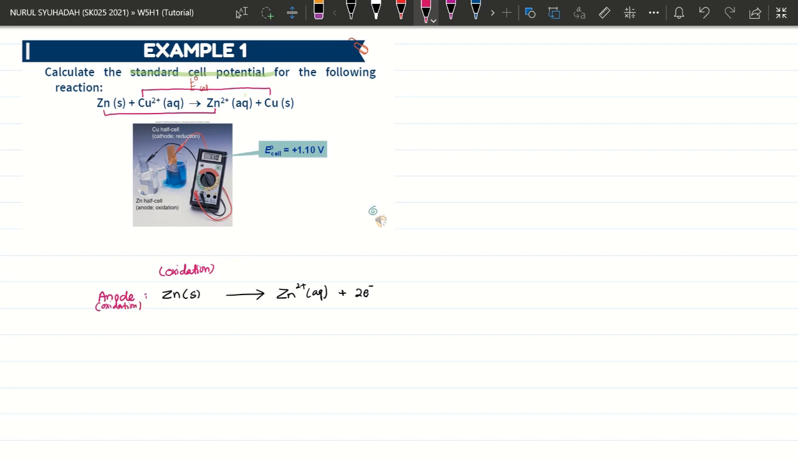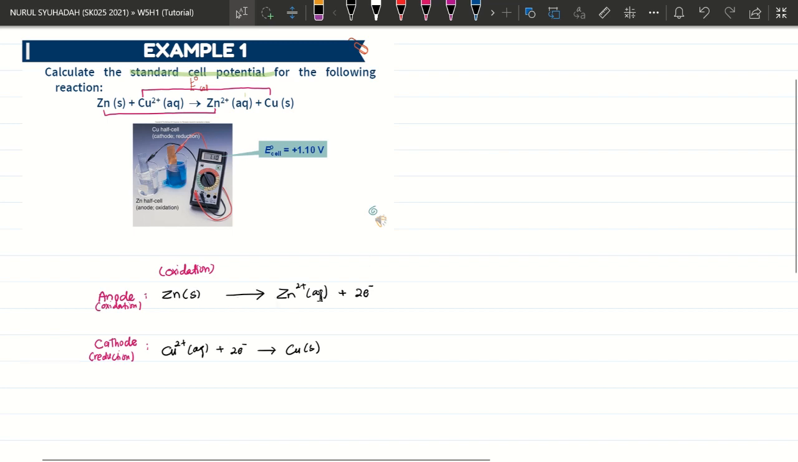So automatically we know that at the cathode, what is the process that occurs? It is reduction. So for the reduction process, what is the equation? The equation will be Cu2+ (aqueous) plus 2 electrons to produce Cu (solid). So this will be our half equation.